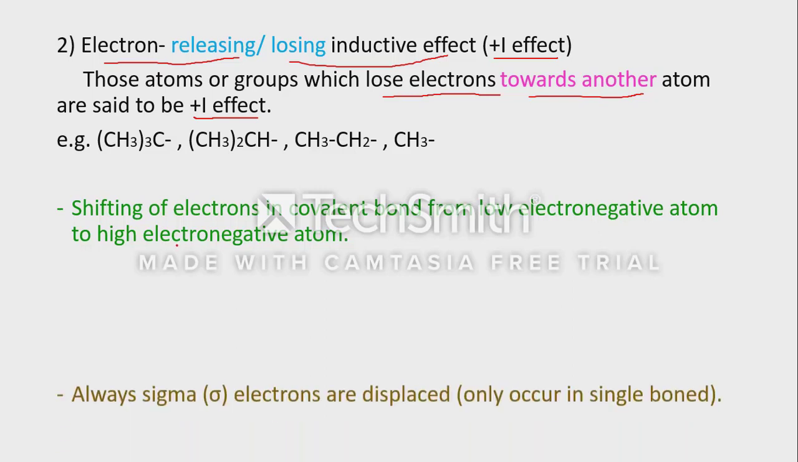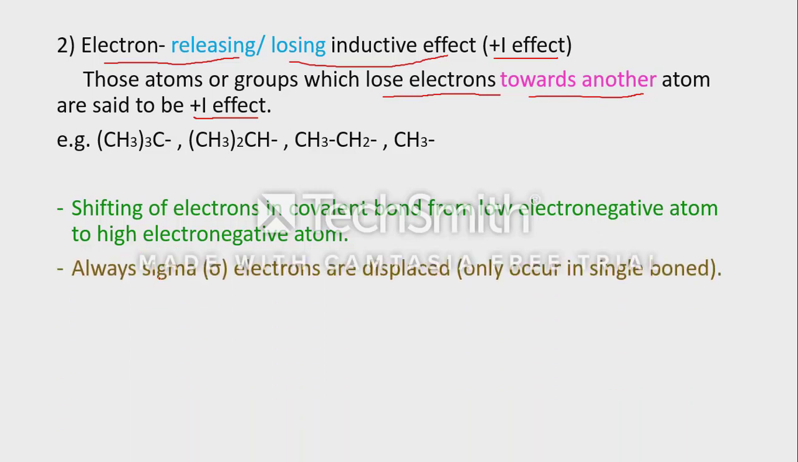The second revised point is that always sigma electrons are displaced. It means the inductive effect happens in a covalent bond, through sigma electrons. It occurs only in single bonds. The third point is that it is a permanent effect. Inductive effects are permanent effects. So here inductive effects are finished.